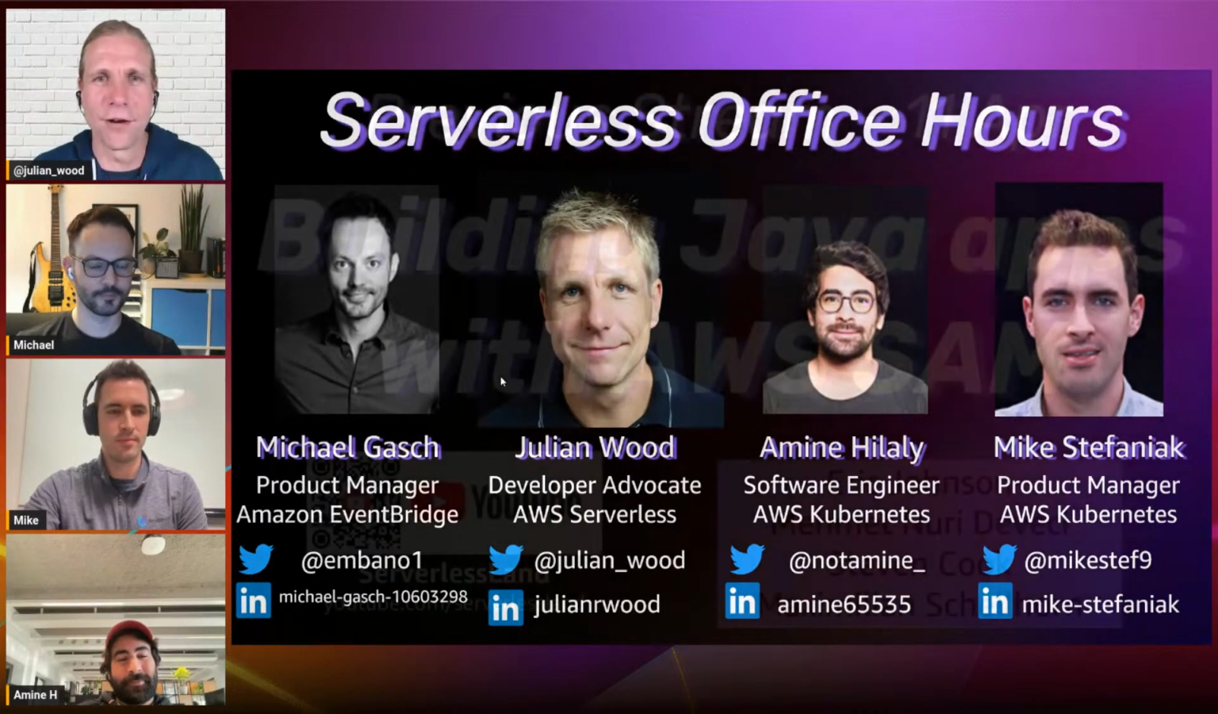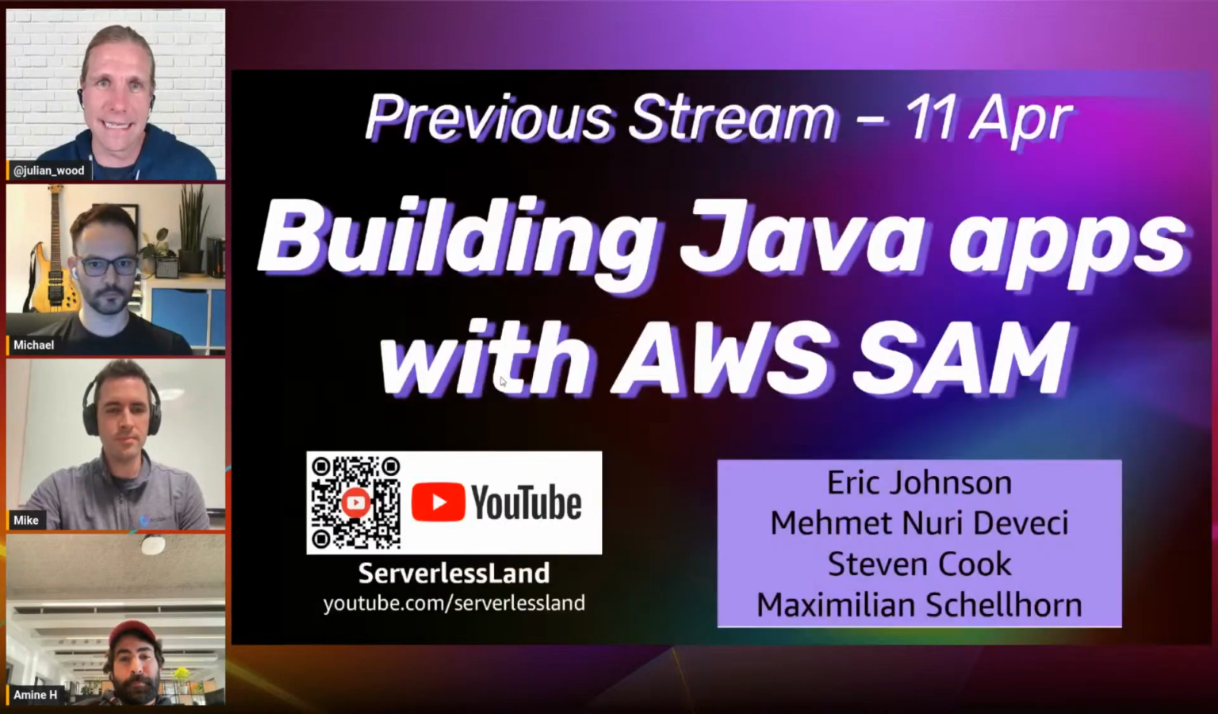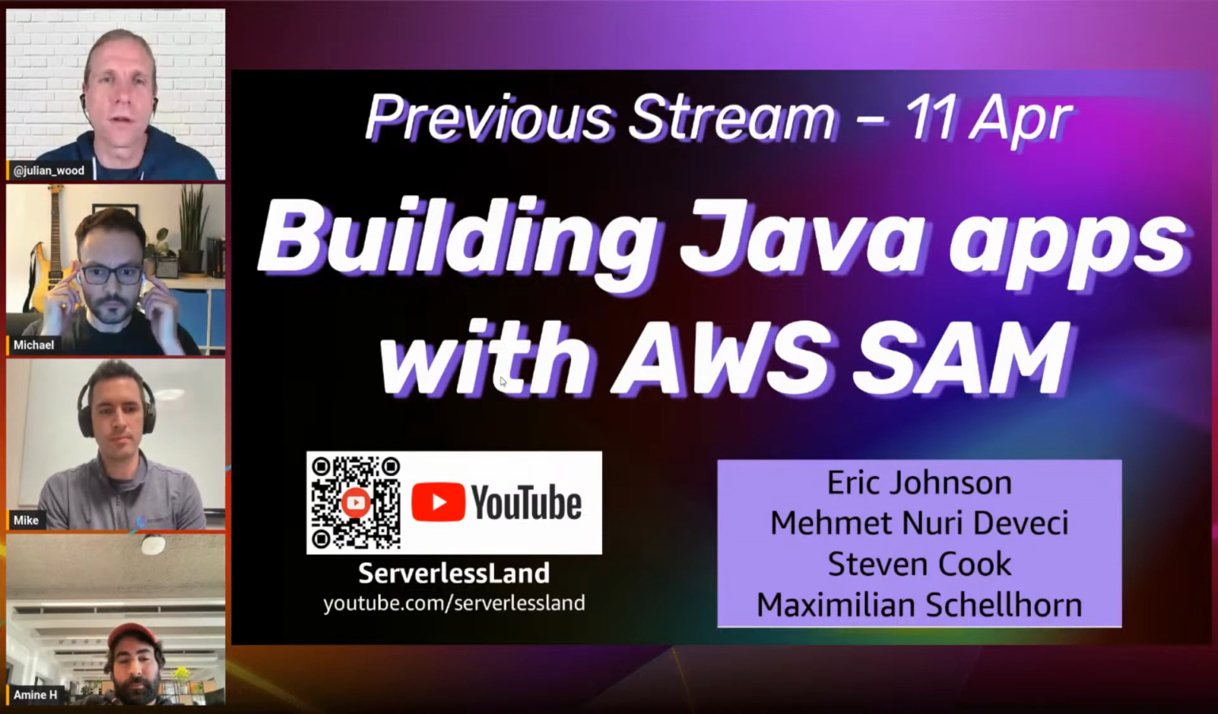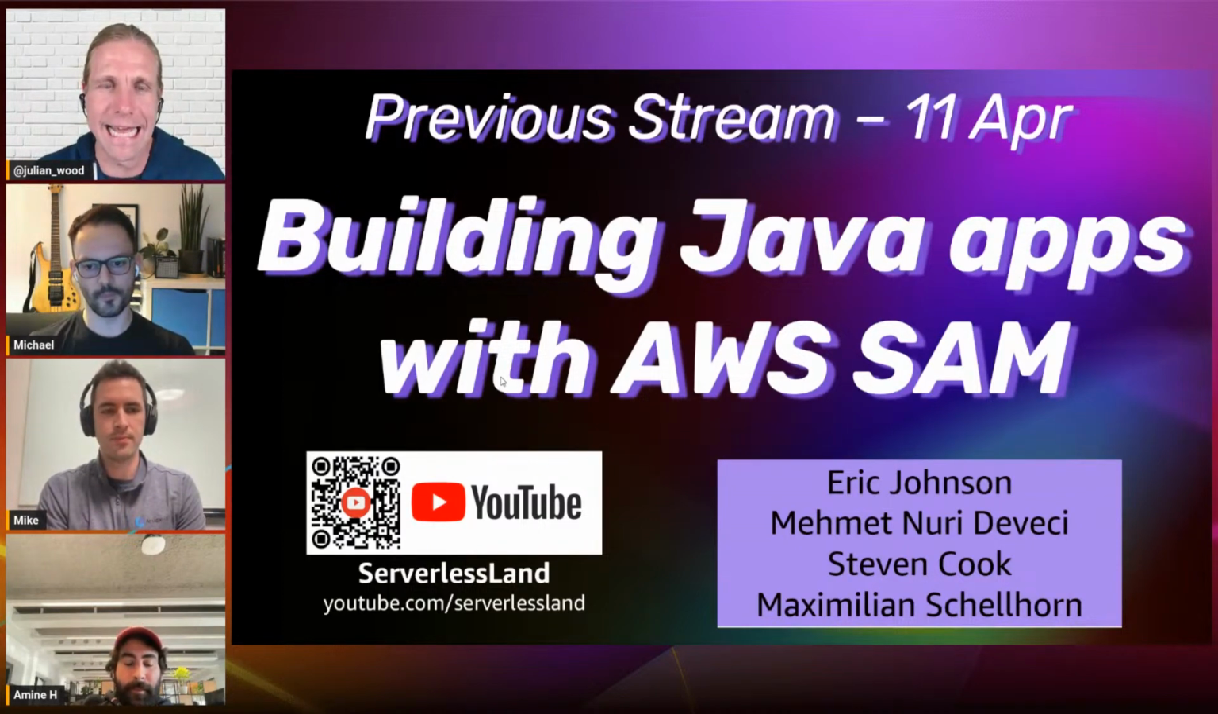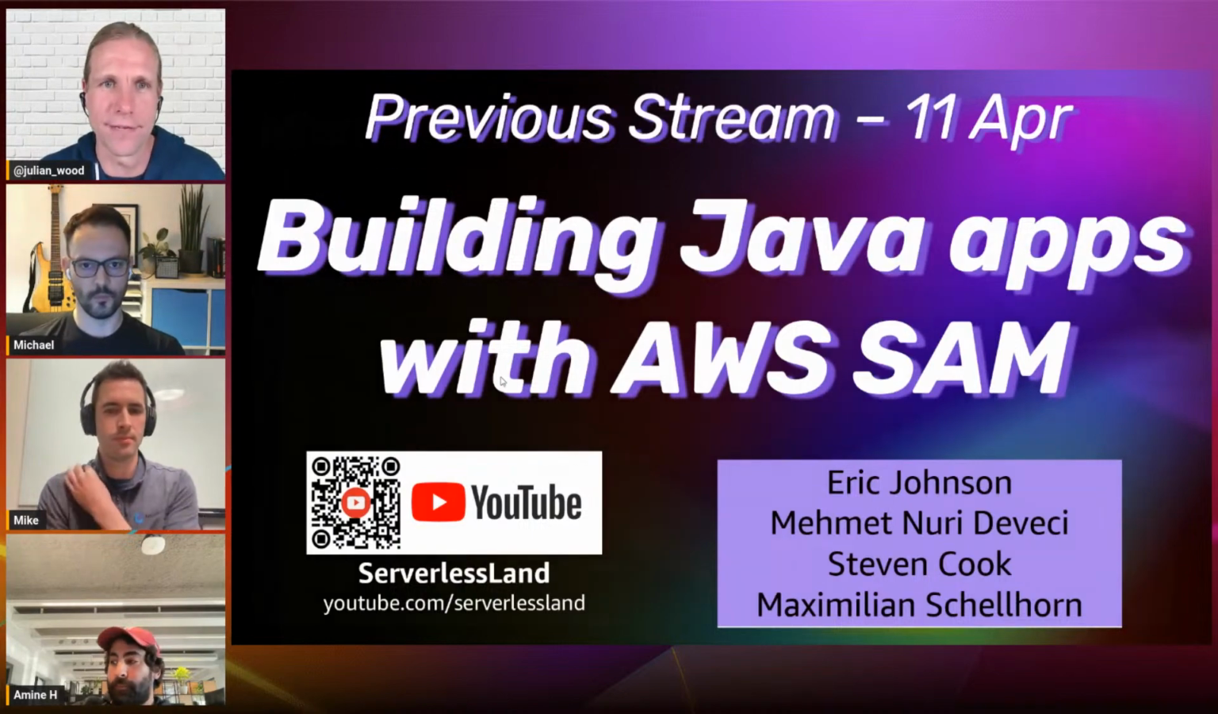We're just quickly going to look over the past week of serverless before we get on to some cool Kubernetes stuff. Last week on the stream, building Java apps with SAM. So Mehmet, Stephen, and Maximilian were chatting to Eric all about how you can use SAM and all the cool tooling that's done to do with building Java apps. And that's available on the Serverless Land YouTube channel, along with all the other previous episodes.